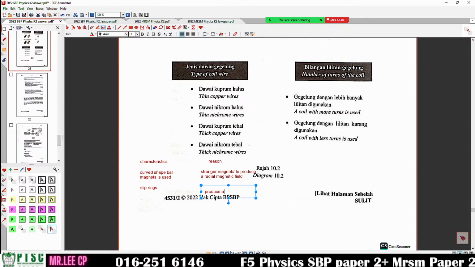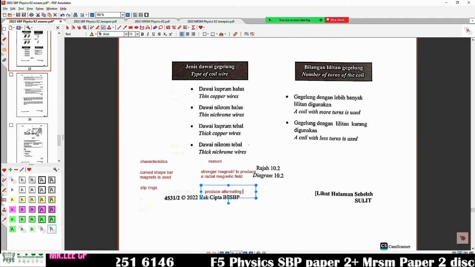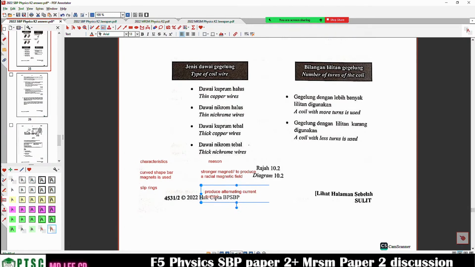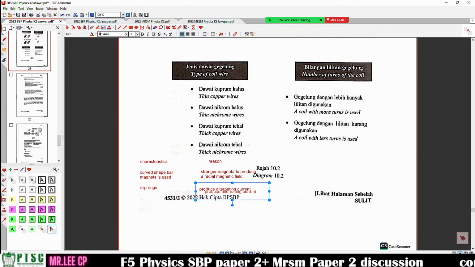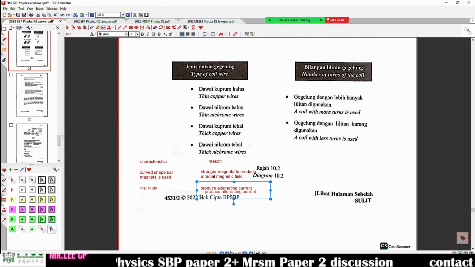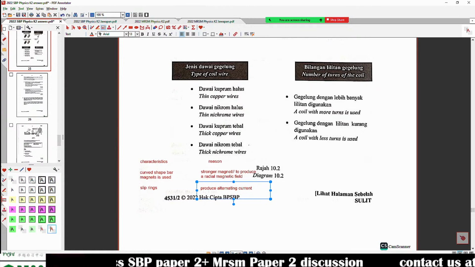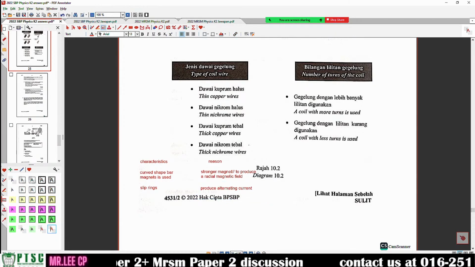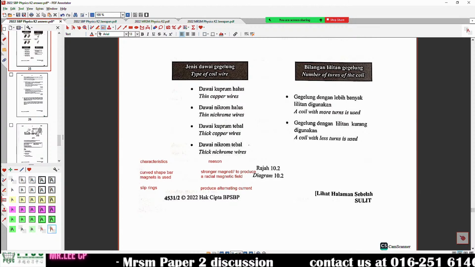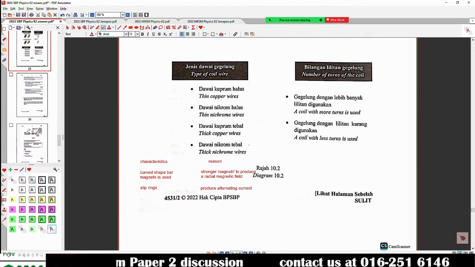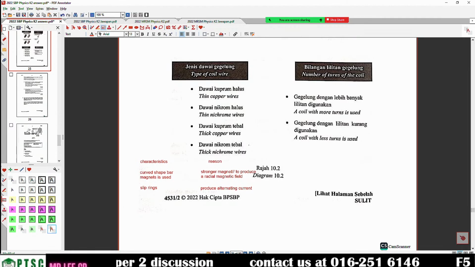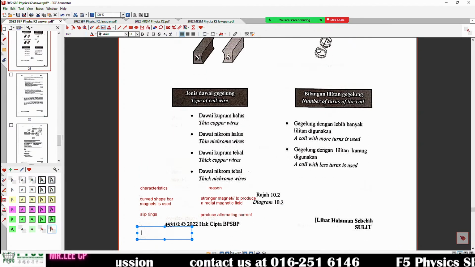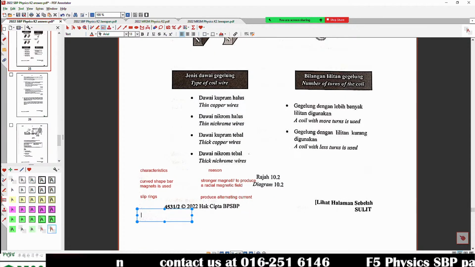Produce alternating current. If you want to explain in more detail, without it the coil would keep on turning in one direction and produce the current. For alternating current, the current will change direction every 180 degrees, right? Okay, up to you. So next one, thick copper wire.